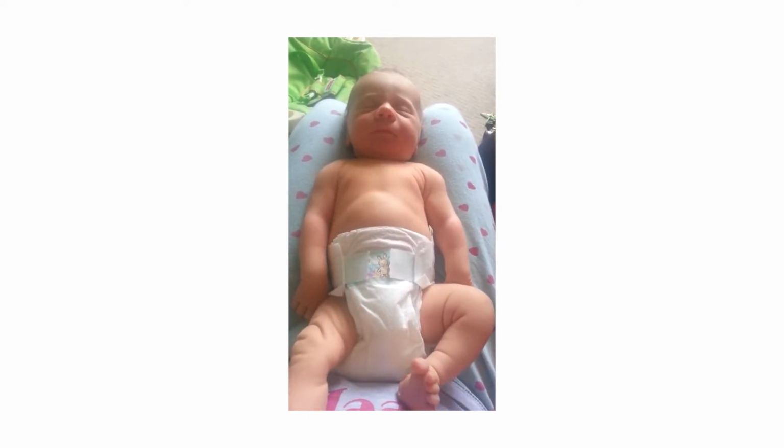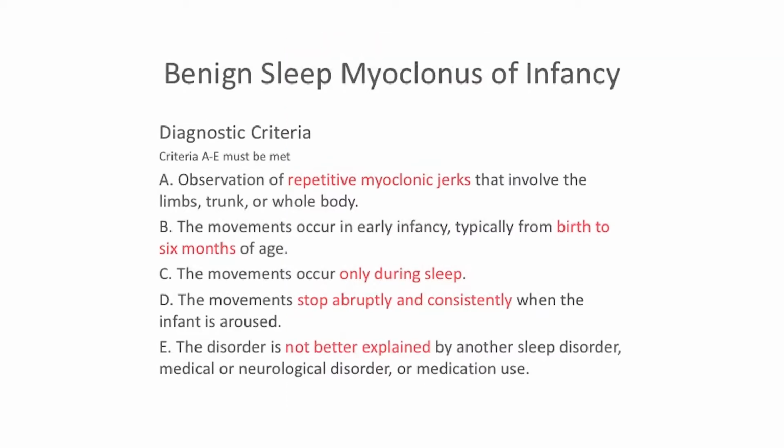So this is your benign sleep myoclonus of infancy. As the name indicates, pretty benign. Happens in the first 6 months of life. These are repetitive myoclonic jerks. Can happen up to 6 months of age, and only during sleep, and they stop when they are woken up.